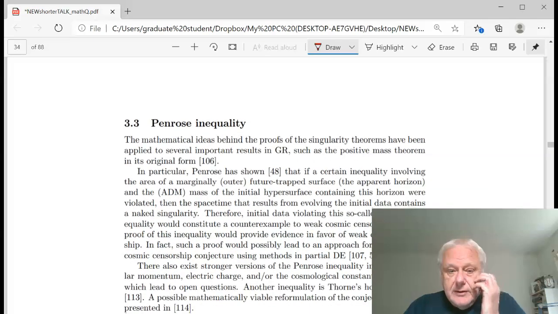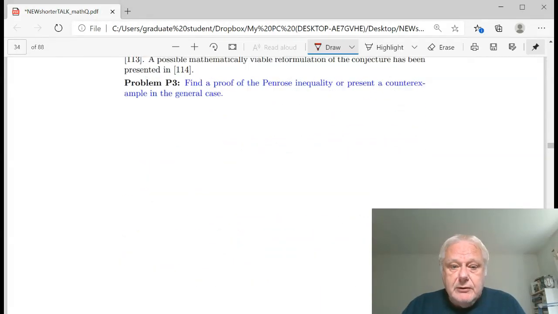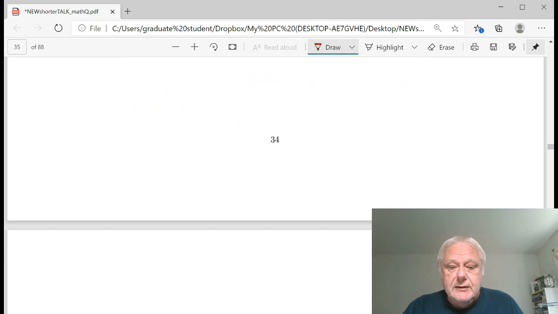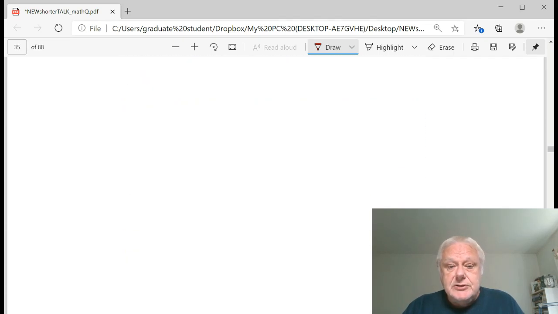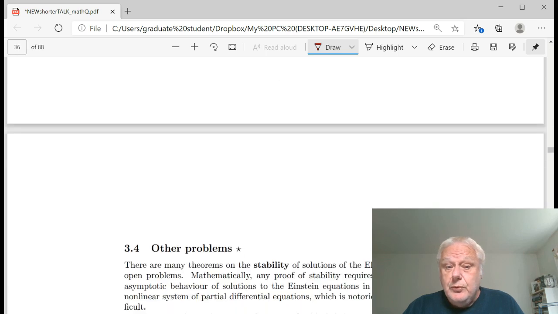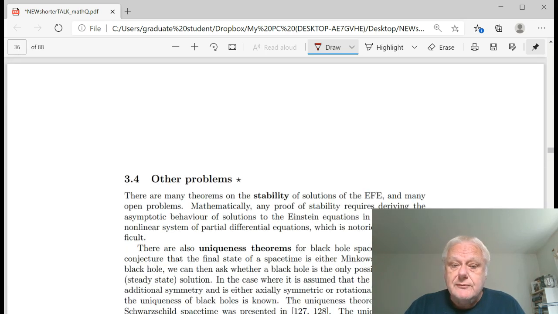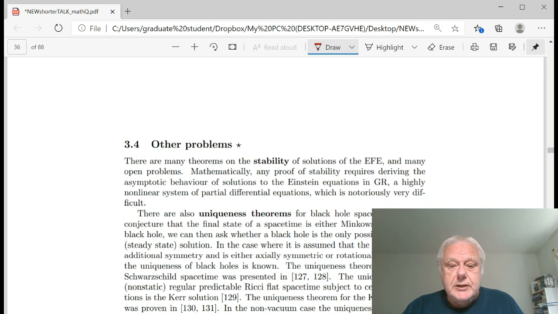Now there are a number of other problems that are of interest, which I'll just skip through here. These are conjectures that would, if solved, give us some opportunities or lead to possible roads for proving the cosmic censorship hypothesis.